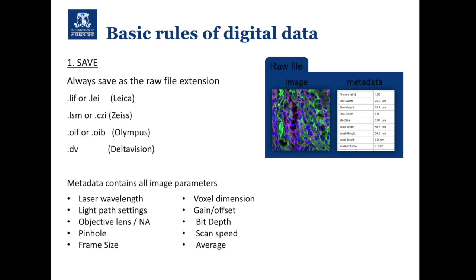So first thing is when you're saving your data, always save it under the raw file extension. So if you're working on a Leica system, that would be .lif or .lei. If you're with Zeiss, .lsm or .czi, etc. Now the reason we do this is because it doesn't just save the image, but it also saves what we call metadata. So information about exactly what the microscope settings were on that day when you took that experiment.